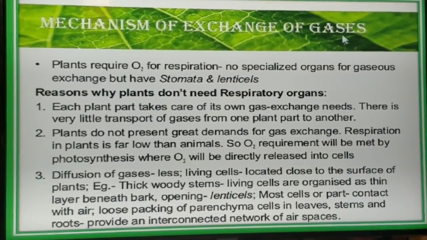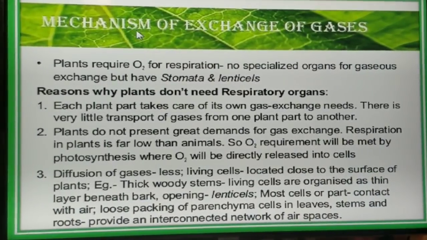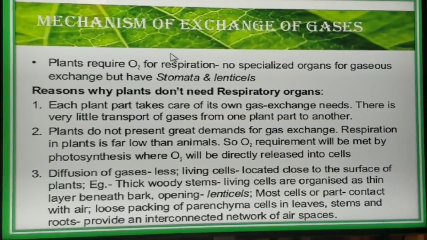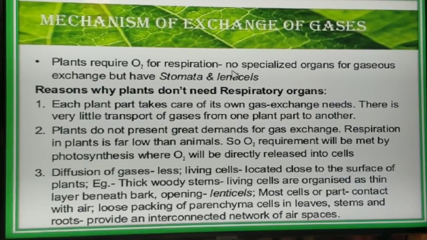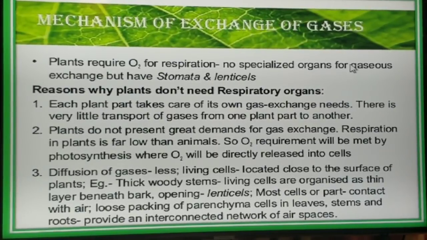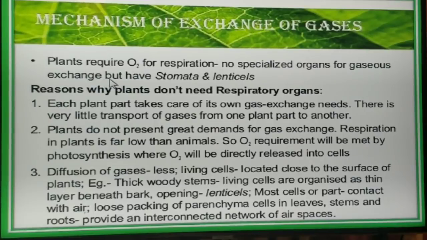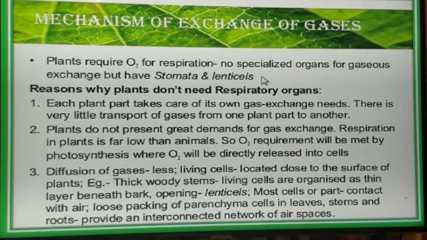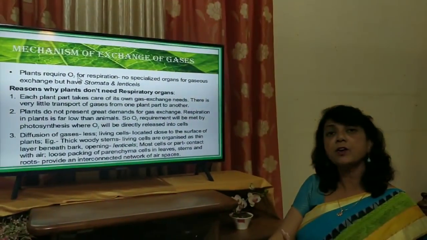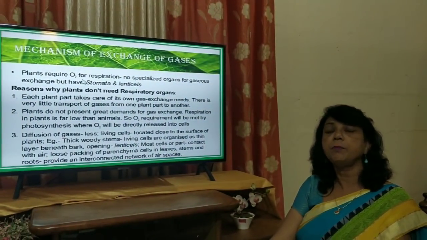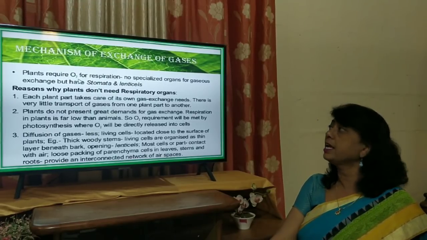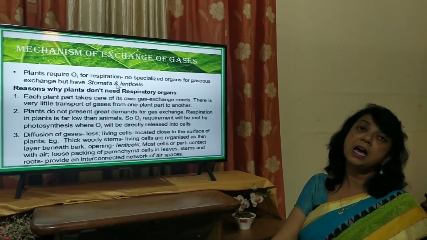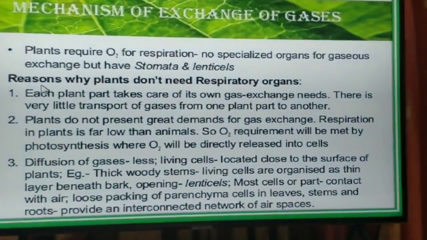Mechanism of exchange of gases. How does exchange of gases take place? Plants require oxygen for respiration. No specialized organs for gaseous exchange, but have stomata and lenticels. That means that plants require oxygen for respiration, but they do not have any special organ for respiration, except that they have stomata and lenticels.